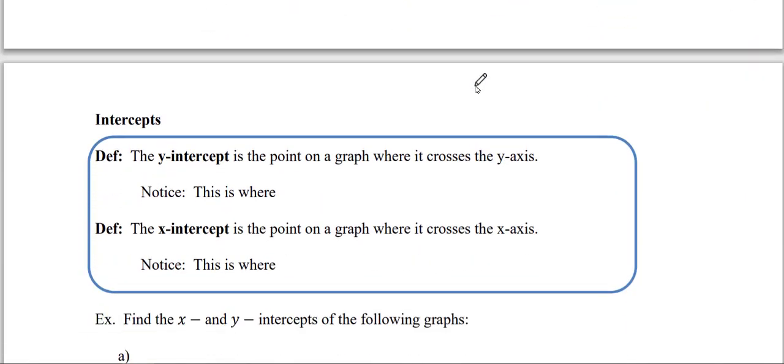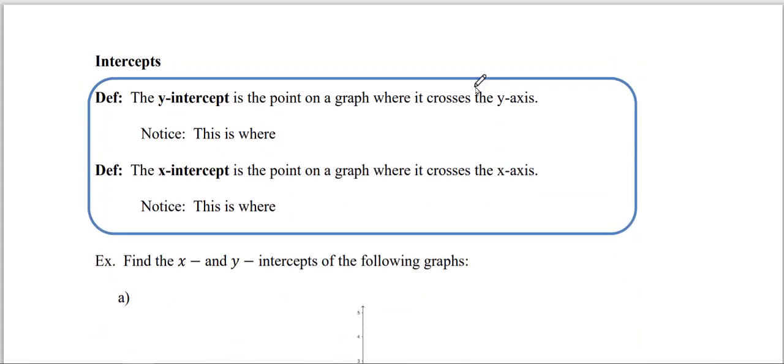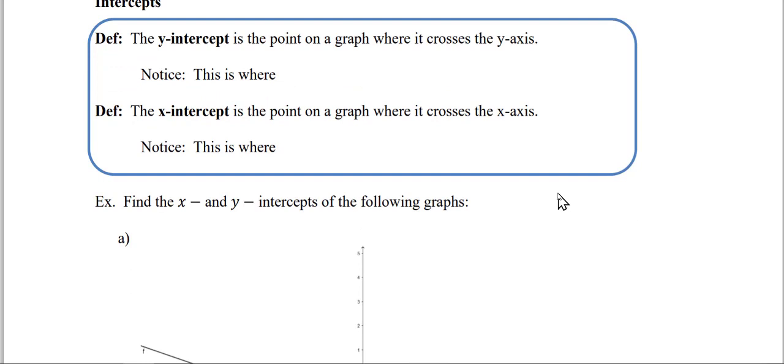This is the last topic in this sort of section. We've got more to cover for this week, but the last topic for this sort of basics of functions is intercepts. We're going to talk about what an x-intercept is and what a y-intercept is. The y-intercept is the point on a graph where it crosses the y-axis, and an x-intercept is where it will cross the x-axis.